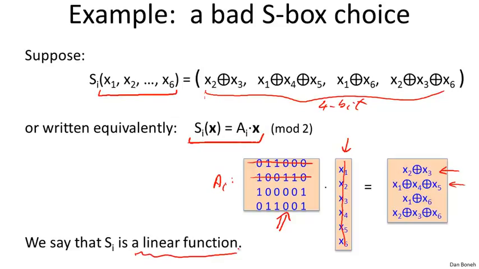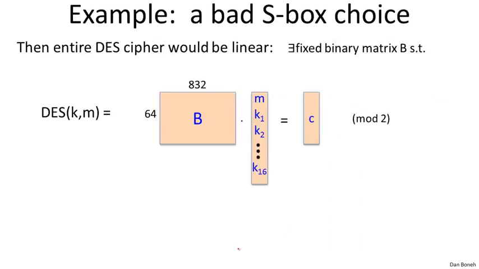Now I claim that in fact if the S boxes were linear, then DES would be totally insecure. And the reason is, if the S boxes are linear, then all that DES does is just compute XOR of various things and permute and shuffle bits around. So it's just XORs and bit permutations, which means that as a result, all of DES is just a linear function. In other words, there will be a matrix B of these dimensions. Basically, it's a matrix B that has width 832.